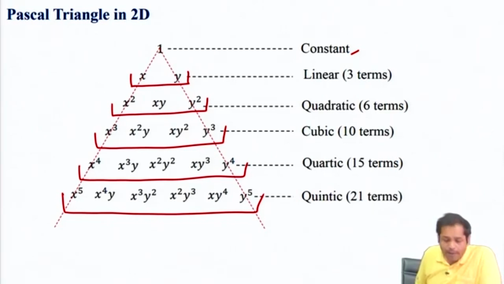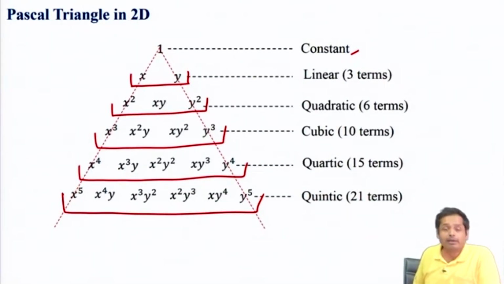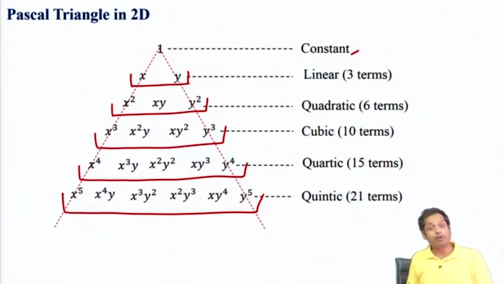Okay. But then the requirement of completeness, this estimate tells us that complete polynomials are important, and from this Pascal triangle we know which terms are to be taken in the approximation so that the approximation is complete. But the question is, what happens if you take an incomplete polynomial? Let's do an exercise and convince ourselves that if we do not take certain terms in the approximation, then there will be a problem.